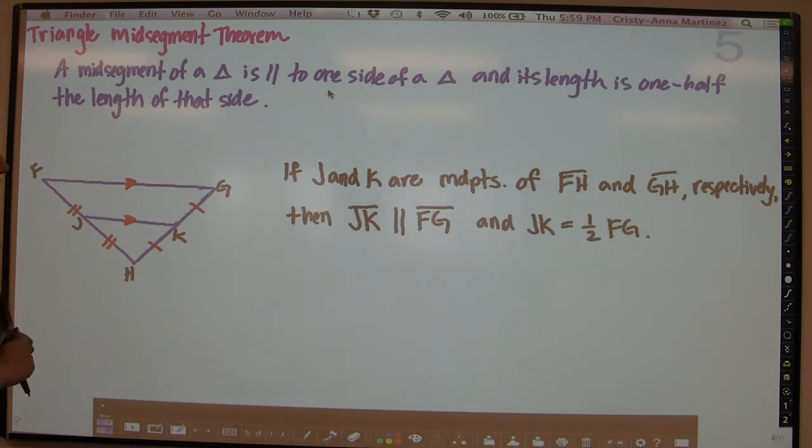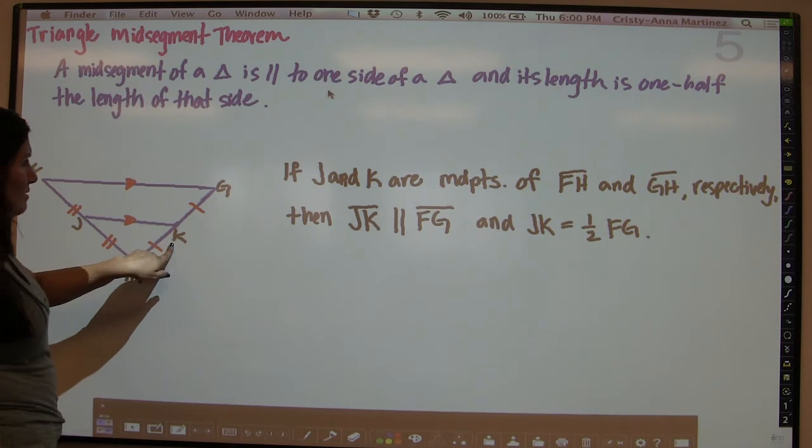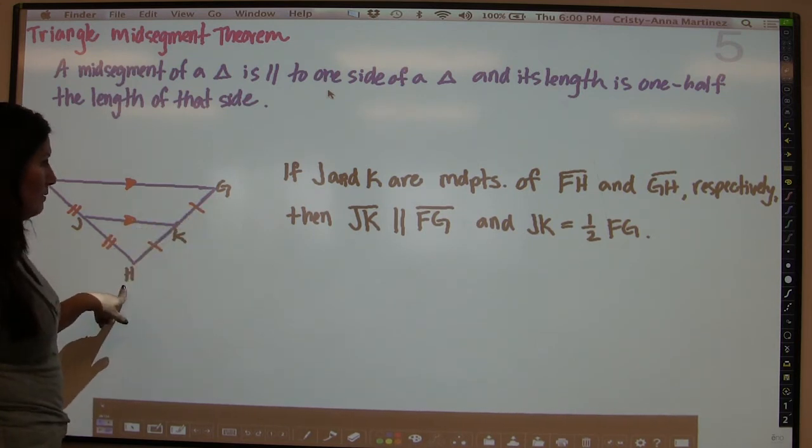It is parallel to one side of the triangle, and its length is 1/2 the length of that side. So again, that might sound a little bit confusing to you. So over here, again, we have it pretty much written out in more concrete terms. It says if J and K are midpoints of FH and GH, so we already said that J is the midpoint of FH because they're both marked congruent here, and K is the midpoint of GH for the same reason.